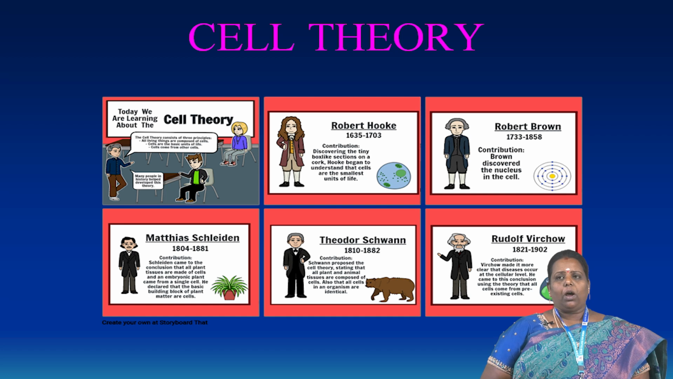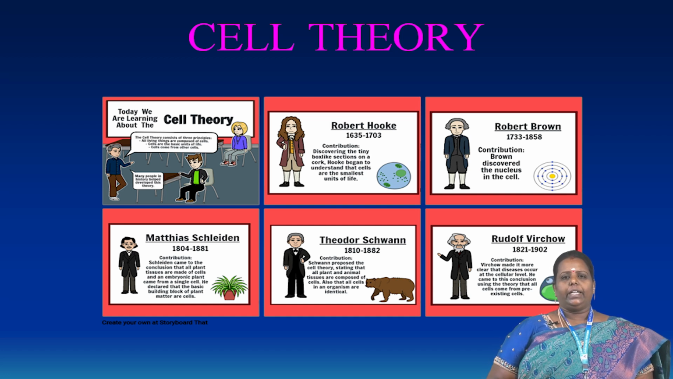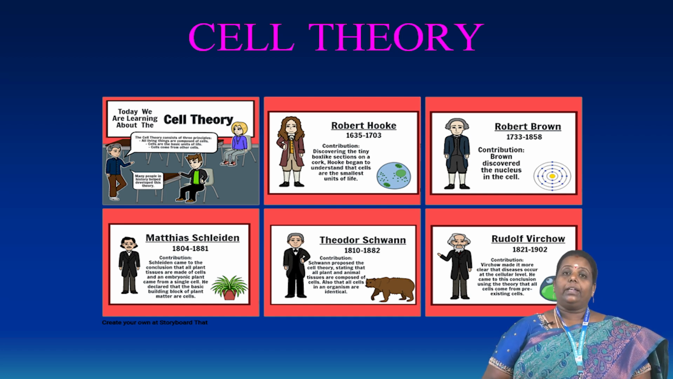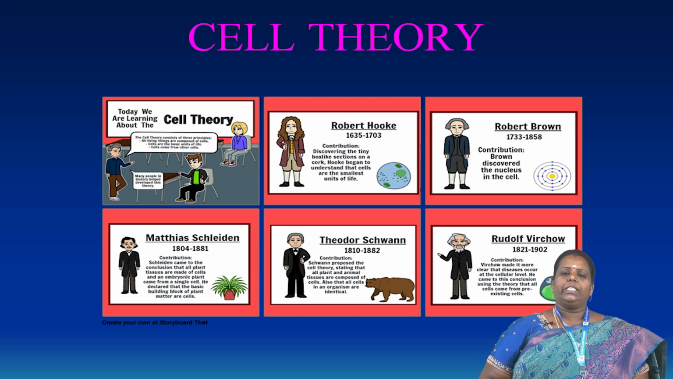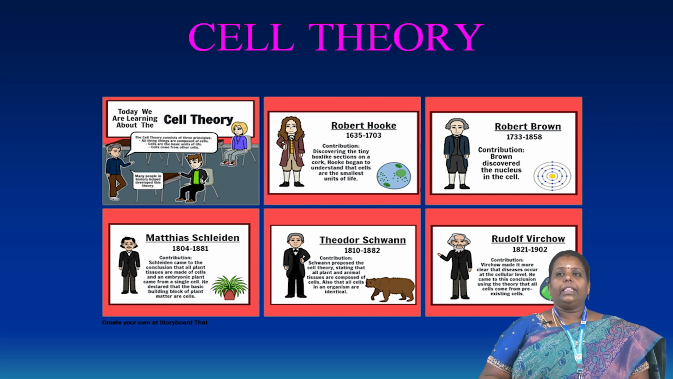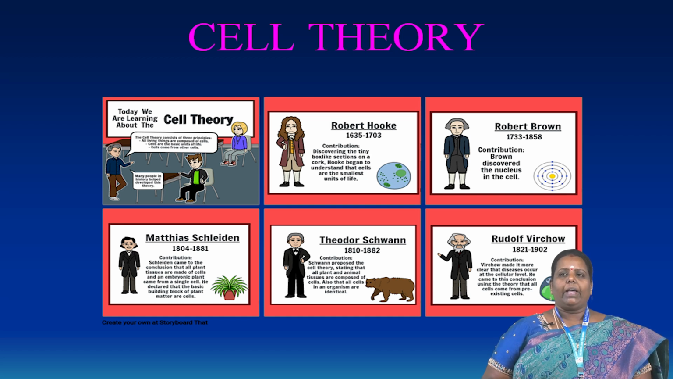After that, the scientist Robert Brown discovered the nucleus in the cell. You know very well there is the outer cell membrane or plasma membrane. After that, in the center there is a rounded nucleus, and the nucleus also has the nucleolus. The nucleus has the genetic material, which is transferred from one generation to the next generation. So the nucleus is very, very important. The nucleus was first identified by the scientist Robert Brown.